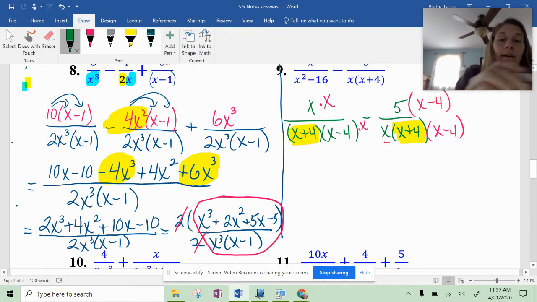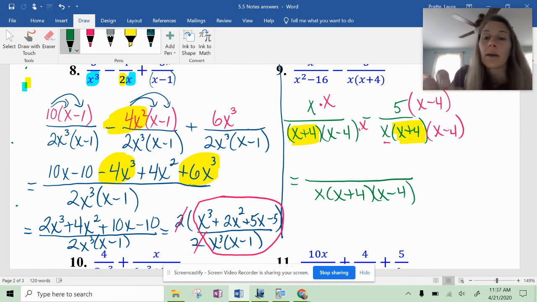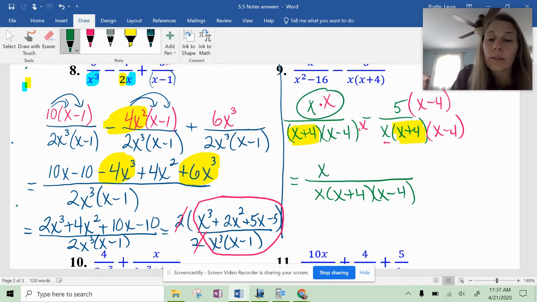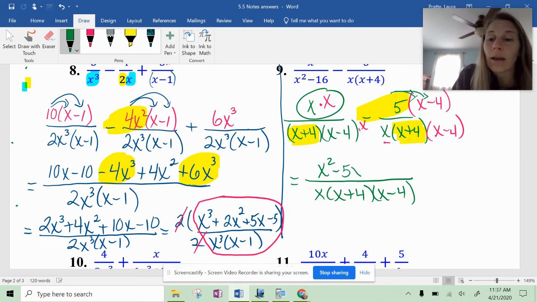So let's see what we have now. So now we have our common denominator, which is x times x plus 4 times x minus 4. I only have to write it once. Then x times x is x squared. And then we have minus 5, which is going to get distributed to the x and the negative 4. So it'll be minus 5x and plus 20.